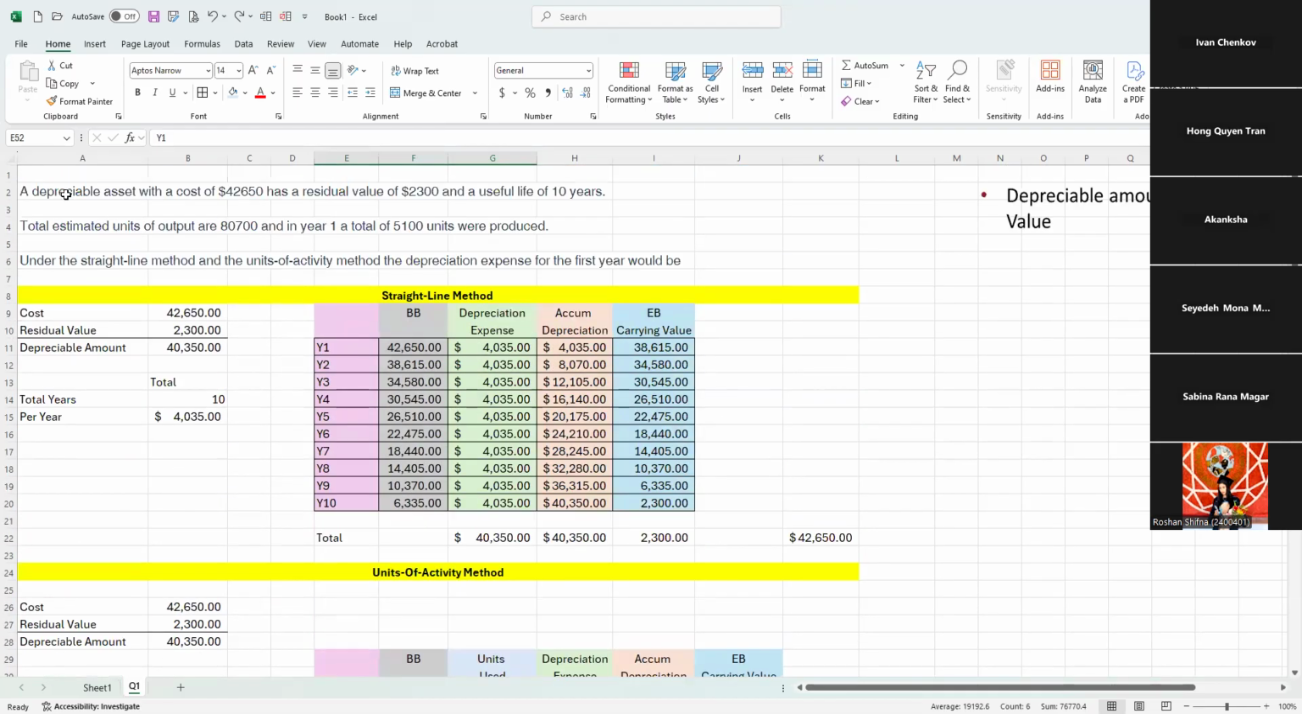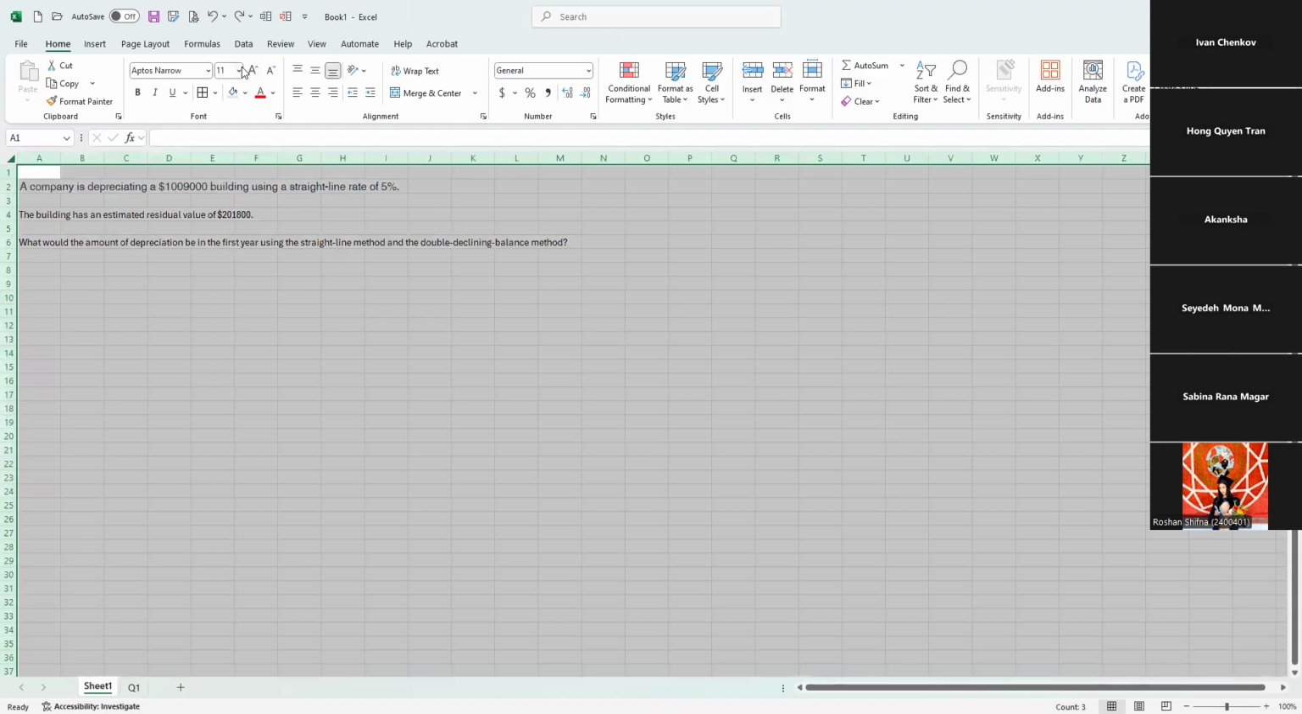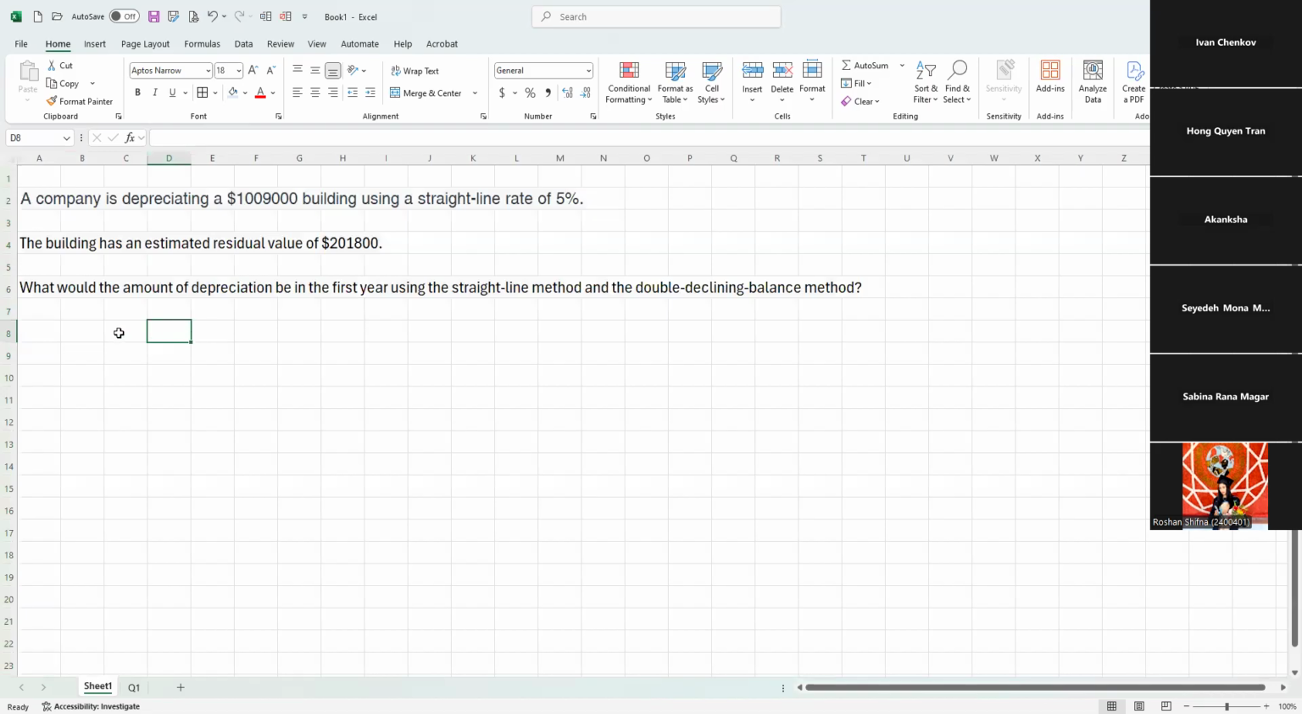But here we're talking about the machinery, which is producing units of output. The previous question was the building. On the building, obviously, the straight line method will be the most appropriate. Why? Because a building is a kind of steady asset. The double declining method for the building just doesn't make sense.